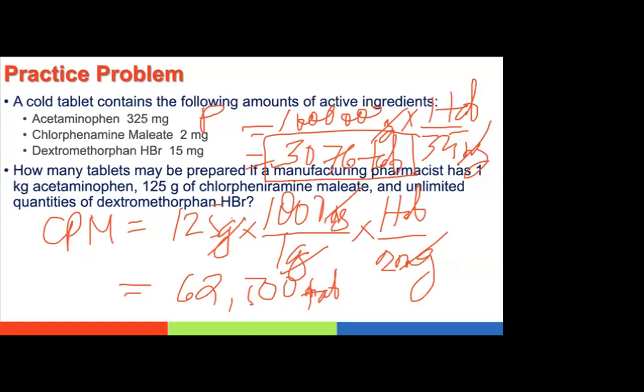Get it, right? As for dextromethorphan, is it a problem for us? No, because it is unlimited. Lucky you, right? Your amount of dextromethorphan is unlimited. So that's the tip here: you will always base your answer on the limiting quantity of your API. Got it? Okay, let's go next.